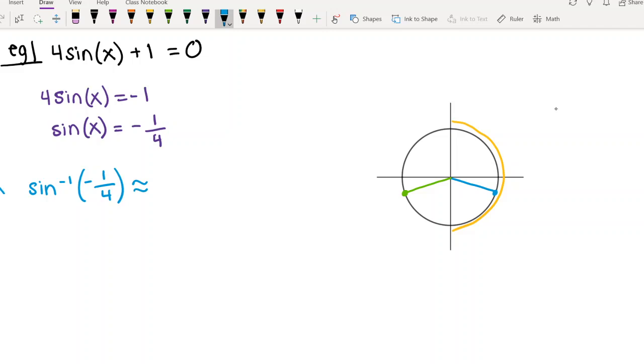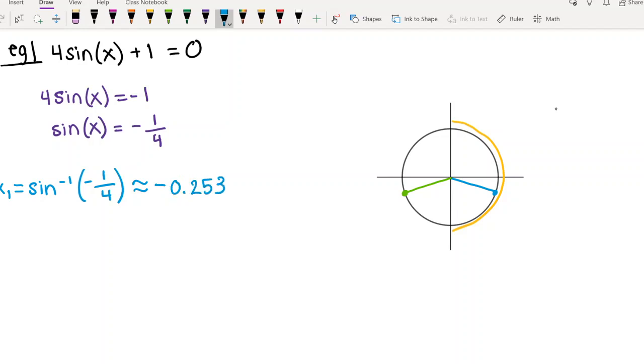So this is going to be our first angle, x1, is equal to inverse sine of -1/4, which is approximately equal to 0.253. And sorry, I forgot a negative sign. So it should be -0.253, my bad. I was like, that's not right.